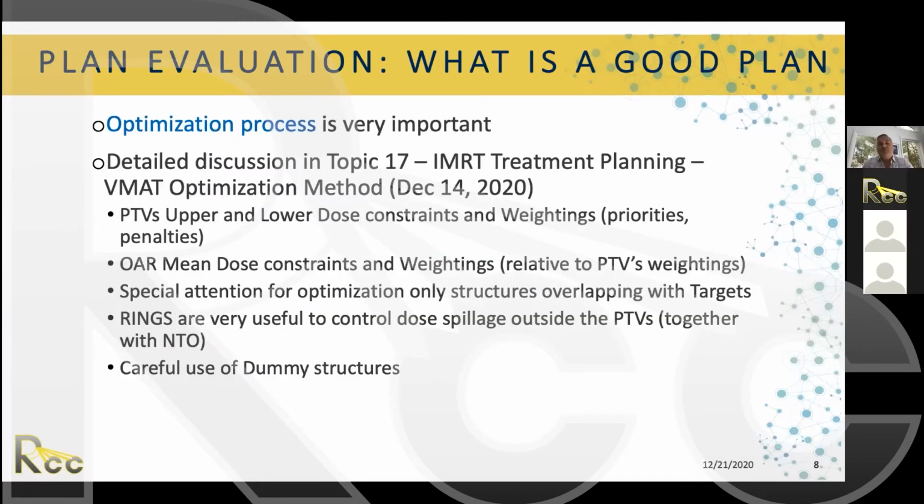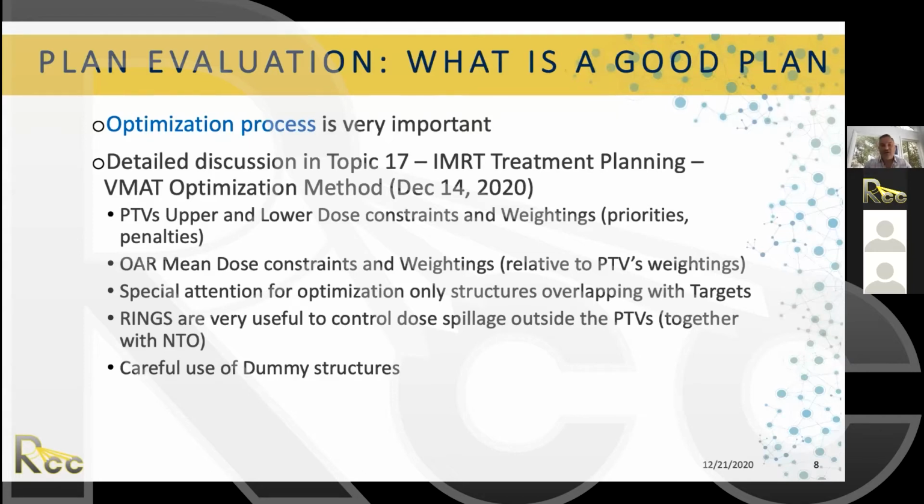Also the optimization process is very important, and we made that very clear when we discussed this in topic 17 on December 14. Remember that we gave a lot of tips on which structures we need and how to start playing with lowers and uppers and the weightings. Remember, we said we always start with the PTVs, upper and lower dose constraints, and the weightings.